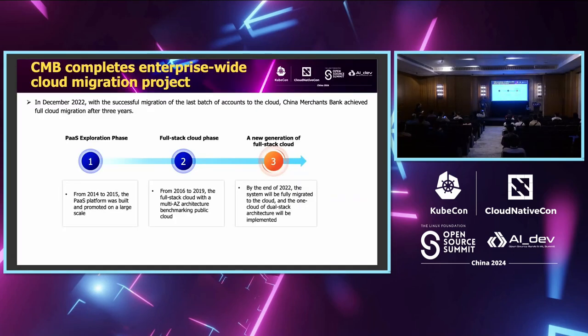China Merchants Bank has completed the enterprise-wide cloud migration until now. In December of 2022, with the success of the migration of the last batch of the accounts to the cloud, China Merchants Bank achieved full cloud migration after 3 years.